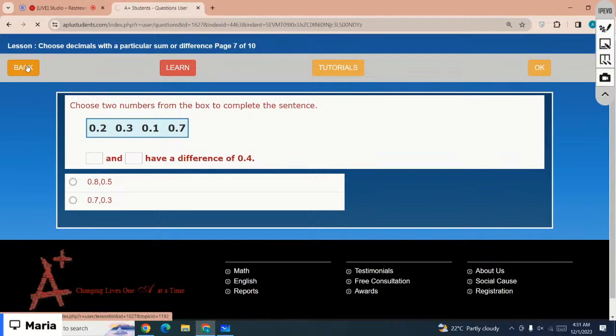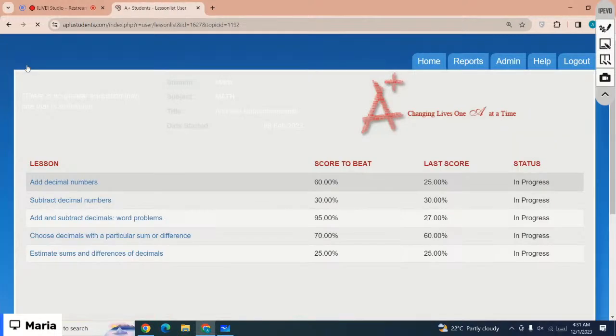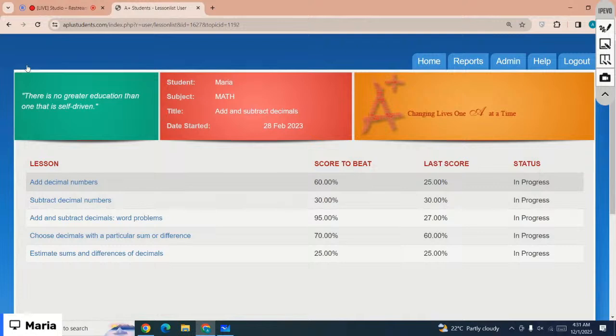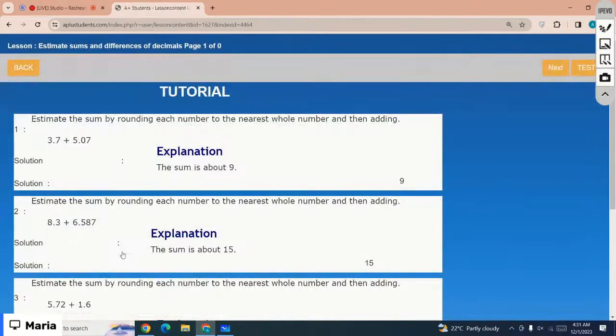The next lesson is estimate, I think. Estimate sums and differences of decimals, right? So basically, you are now going to estimate their sums. Let's just look at the first example. Estimate the sum by rounding each number to the nearest whole number and then adding. First, you have to round off these numbers and then you have to add.